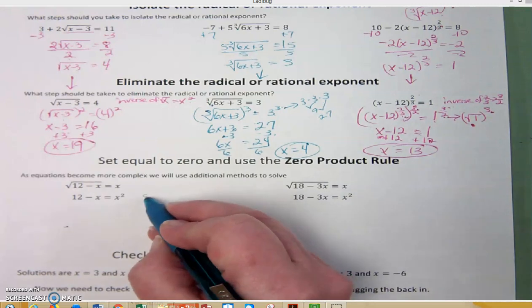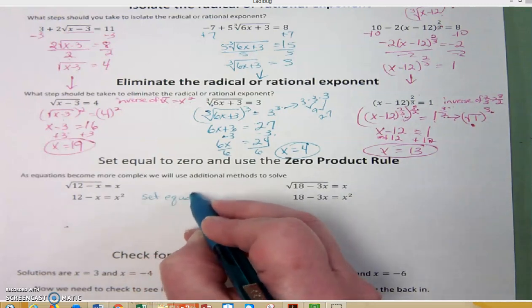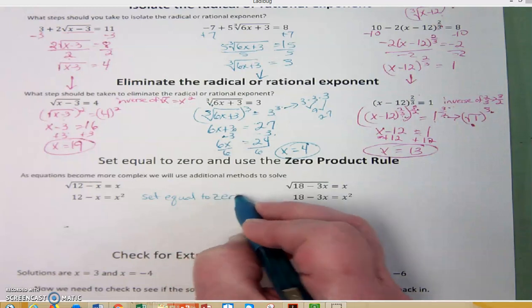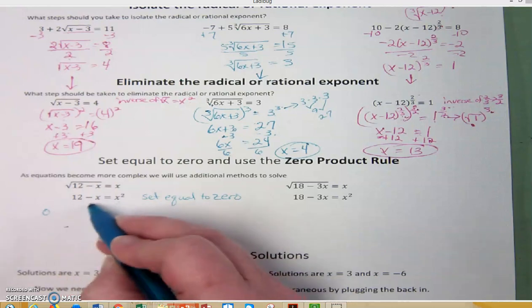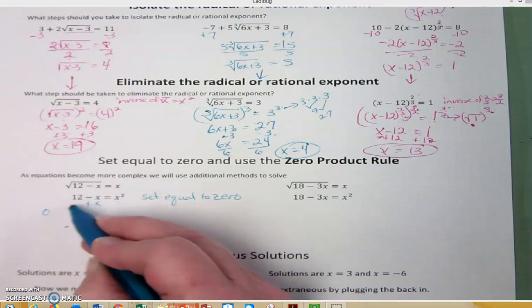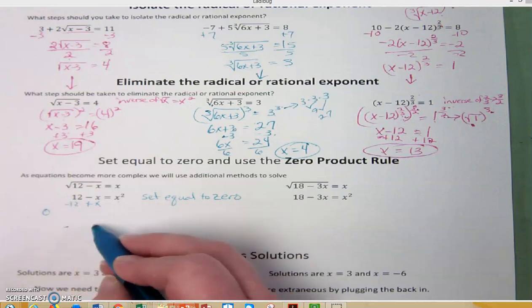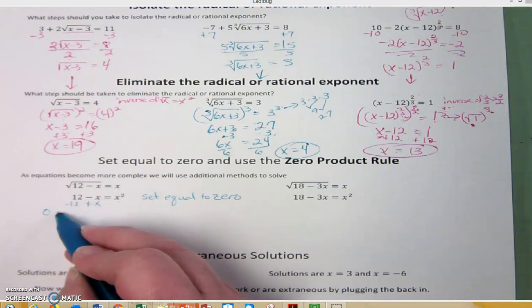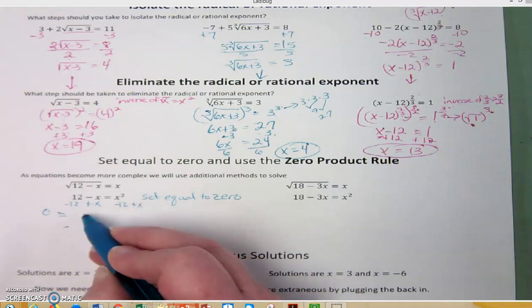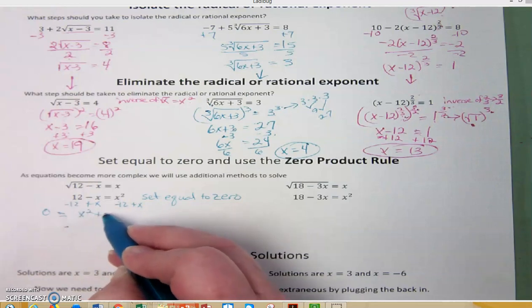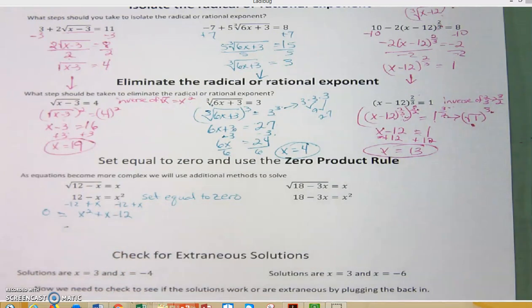Now what we're going to do is set it equal to 0. Because I have x squared there, I'm going to add x and subtract 12. I know it's two steps at one time, but I zero out both things on this side of the equation. So I'm going to end up with x squared plus x minus 12. If you need to pause the video to think about what I just did, there were a lot of steps, you may do that, and then I'm going to keep going.